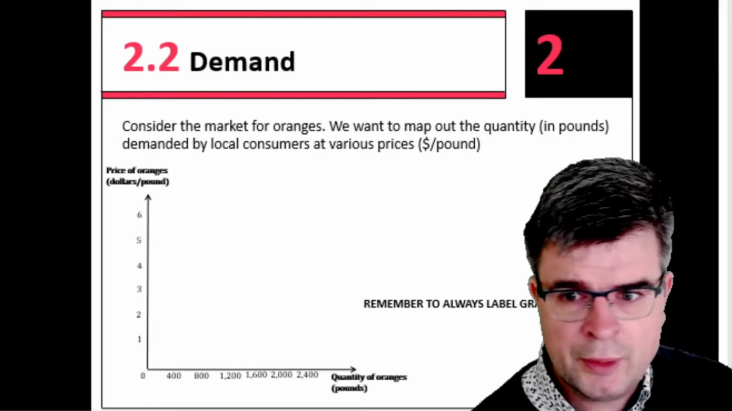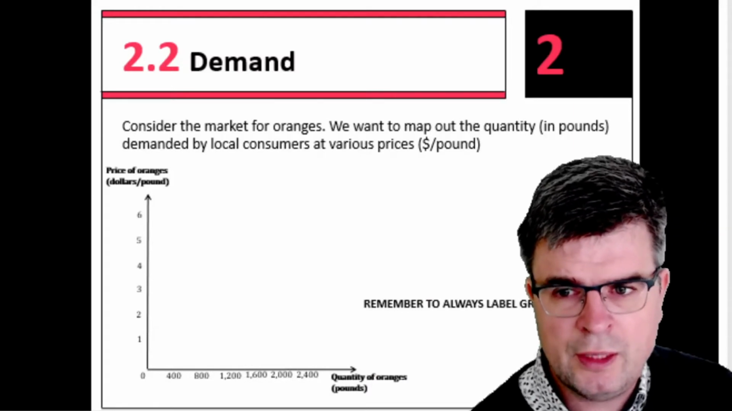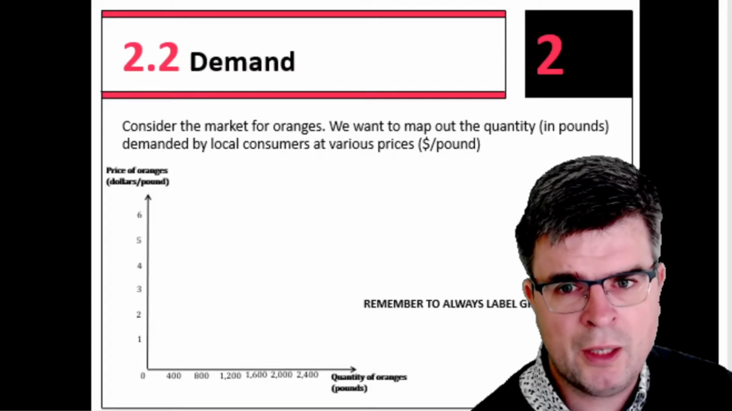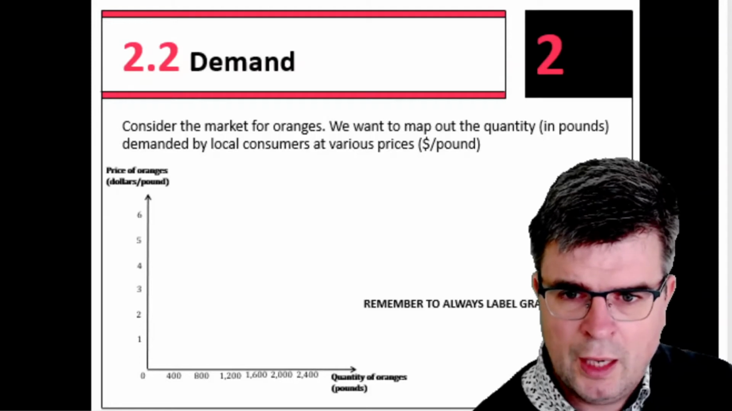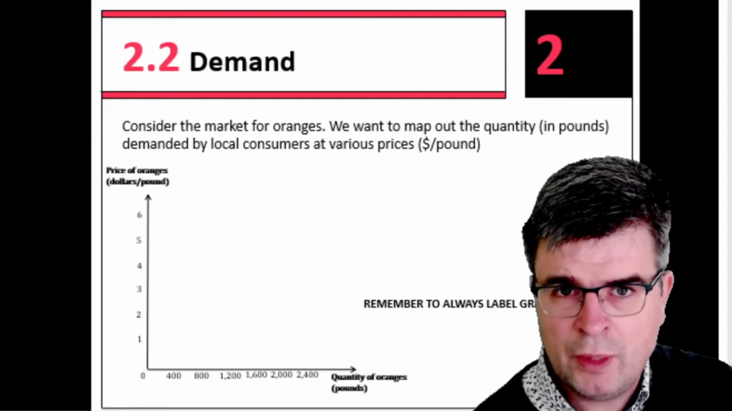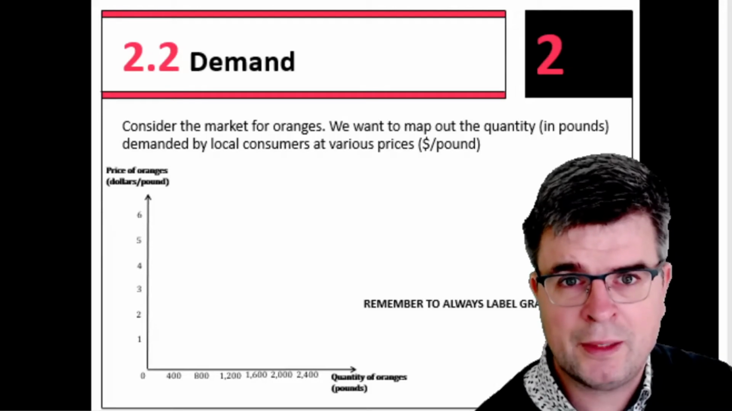So how does that work? Suppose that we have the market for oranges and we want to map the quantity of oranges demanded by local consumers at different prices. And first we do the graphical exposition, and after that I will go into the mathematical representation.